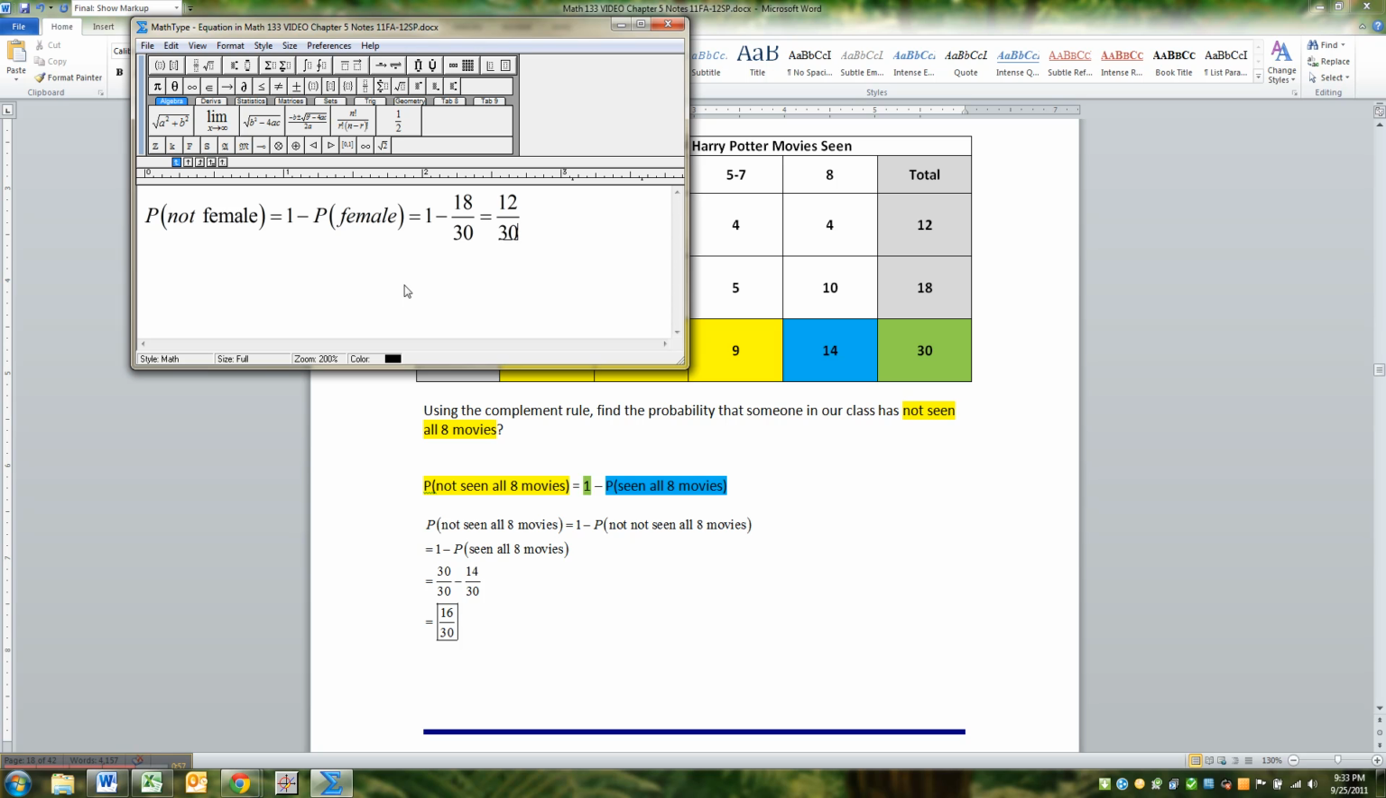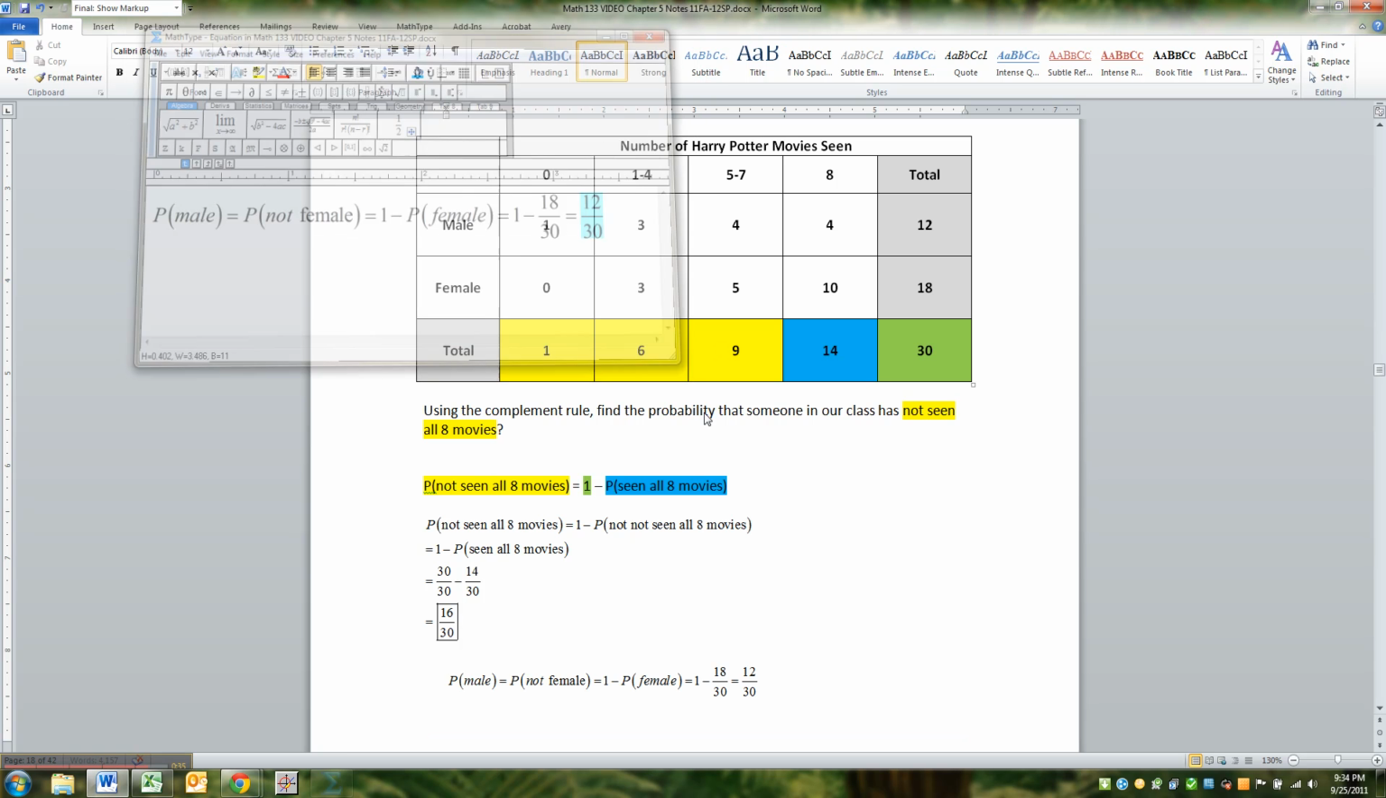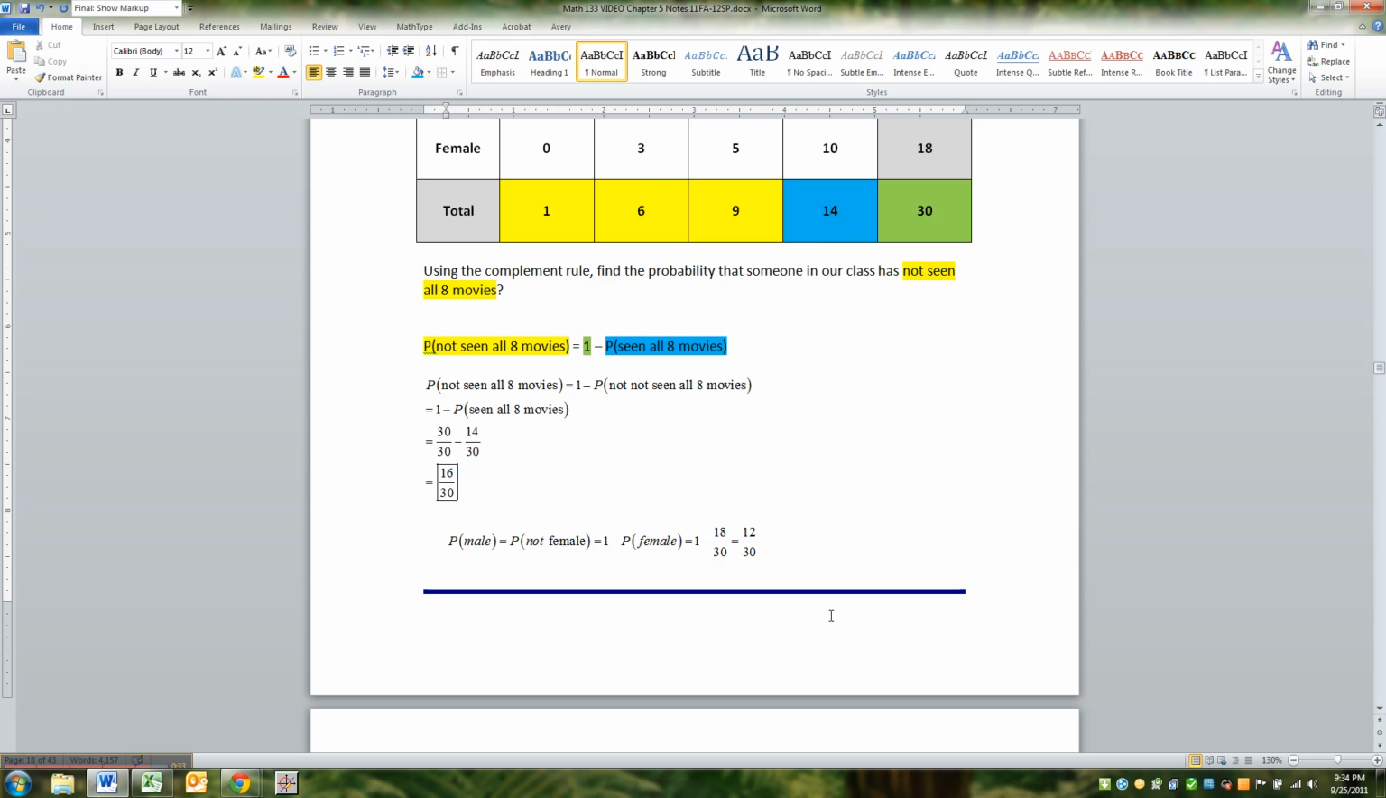And now we know that that particular example was really easy. We could see it was 12 out of 30. But they're asking for the same thing. When you're asking for the probability of male, you're asking for the probability of not female, which is 1 minus the probability of female, right? This female and this not female are complements of each other. So you take 1 minus the female and you will have the male left. All right, I hope that helps with complements for contingency tables.